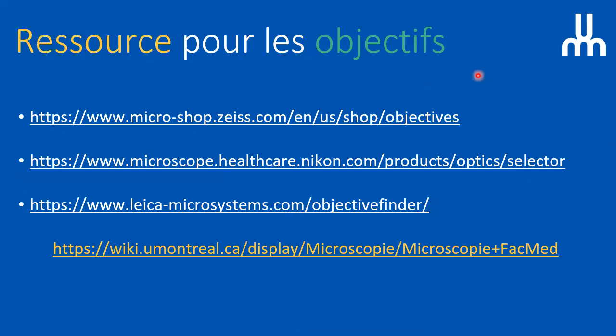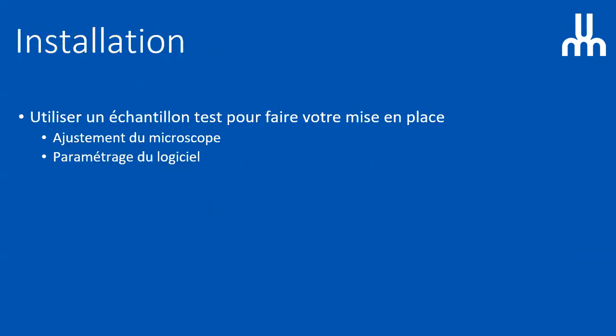There are resources for the objectives, and I put them here. But I think the best source for the microscopes at the Faculty of Medicine is actually the people who are responsible for the microscope that give it to you. So you can go to the company, but the wiki might give you better information.